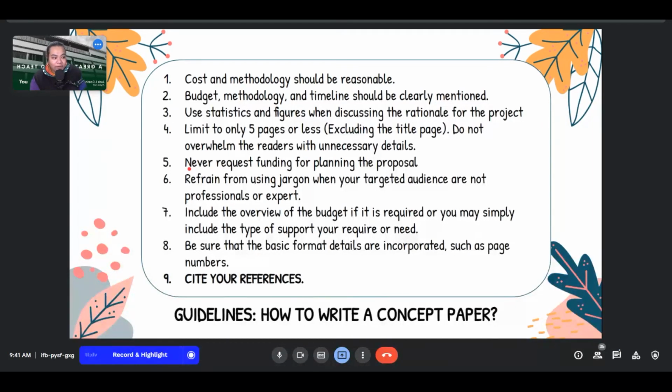Next, never request funding for planning the proposal. Hindi nyo pa kailangan humingi ng funding or ng budget kung magpaplano pa lang kayo. Dapat, pag hingi nyo ng budget or funding or ng support, ready na, may plano na.